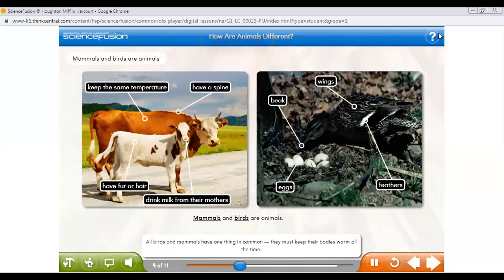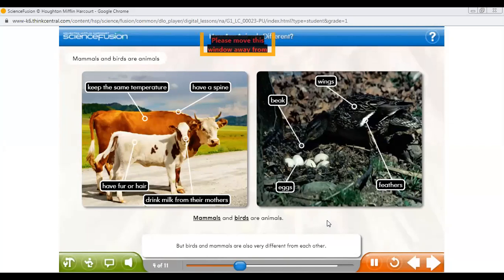All birds and mammals have one thing in common. They must keep their bodies warm all the time. But birds and mammals are also very different from each other. Click these special features to learn more about them.